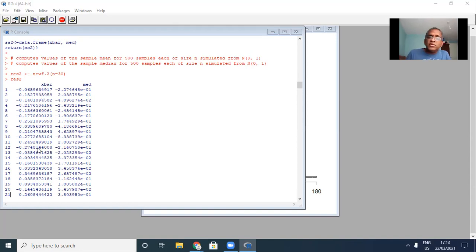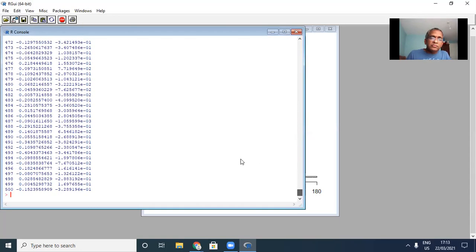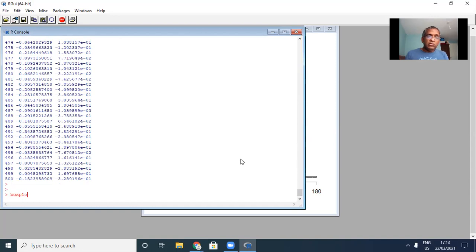All right, the first column is the values of the sample mean. The second column are the values of the sample median, right? There are 500 of them in each column, okay? All right, guys. Next, you should do a box plot. I will show you. You should do a box plot of res2.